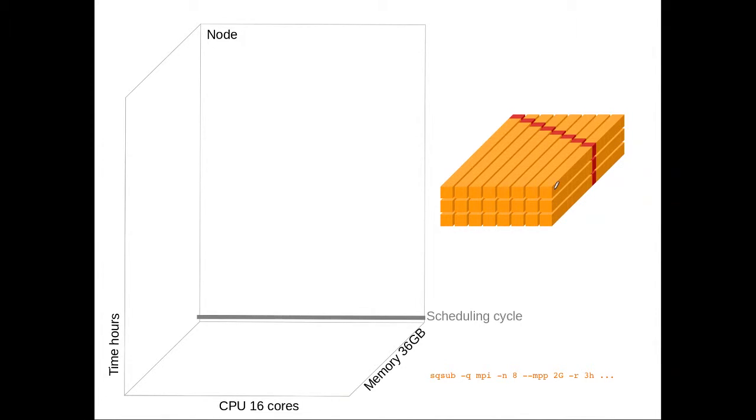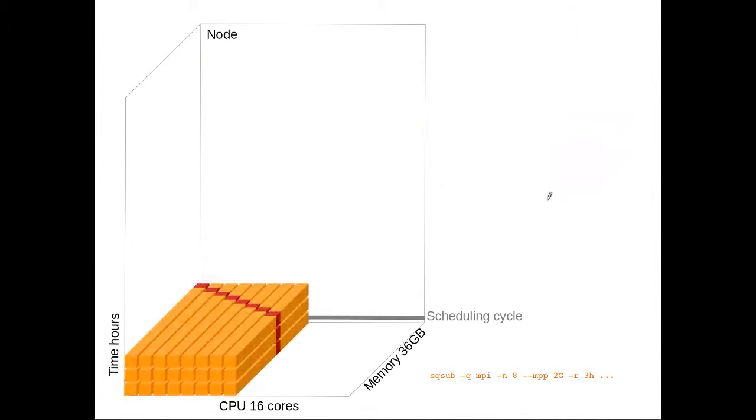And then the 3 hours is on the y-axis. So the scheduler gets this and it dumps it in, and this job can start running right away. Now, eventually, what happens after?